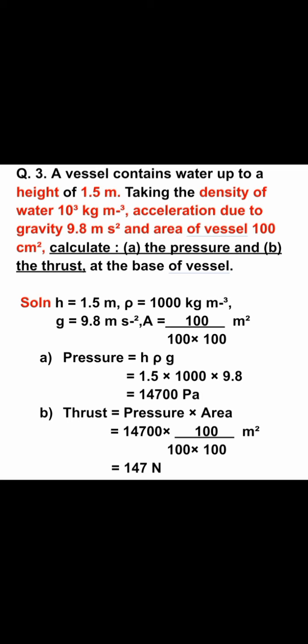Thrust equals pressure into area. This is the formula. Since pressure equals thrust by area, from that formula, when thrust is calculated, it is pressure into area. Now pressure we already got, 14,700, and area in meter square, which we had already converted, is 100 divided by 100 into 100. After simplification, it will come to 147 Newton.